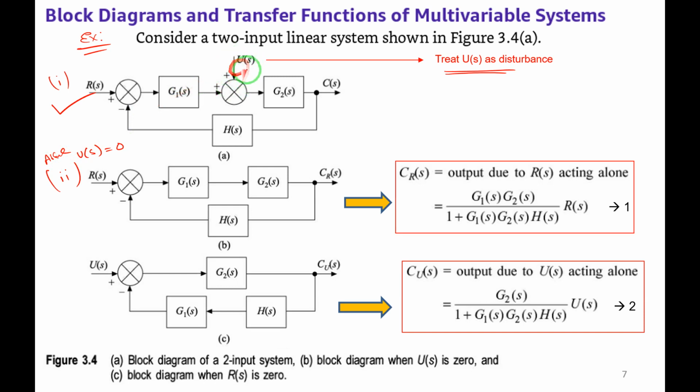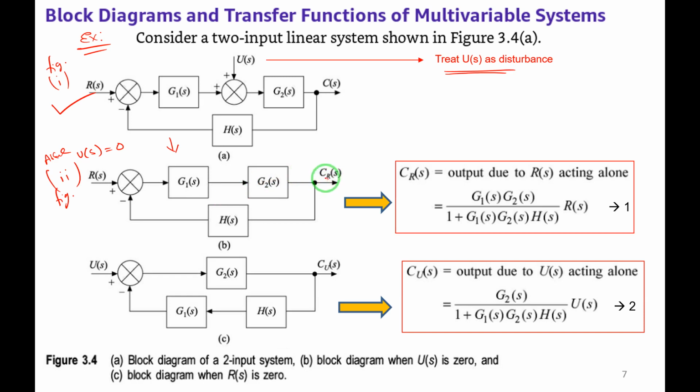U of s is 0 means this summing point will vanish. So we will redraw this block diagram, and it is as shown in figure 2. This is figure 1, then next this is figure 2. Yes, the summing point vanishes. You can see here, R of s, G1 of s, G2, everything remains the same. Then we will try to obtain the response of the system or transfer function of the system.